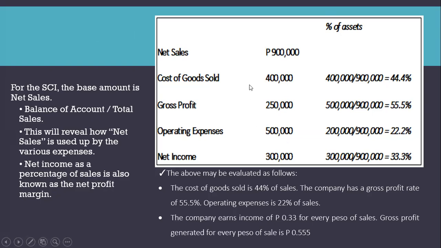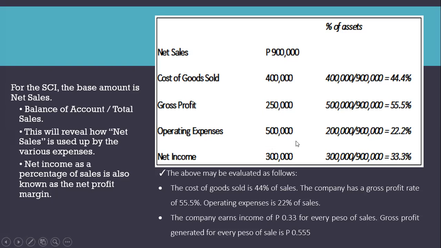Okay, so ito po yung total sales. So, ito po yung formula, balance of account, divide total sales. So, 900,000, the total sales. So, sa cost of goods sold po, meron po tayong 400,000. So, 400,000 divide po natin sa 900,000 na net sales is equals to 44.4. Then, same sa gross profit na 250K divide sa 900K is equals to 55.5.